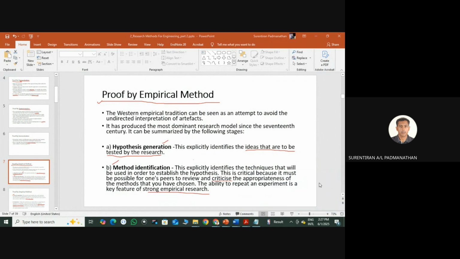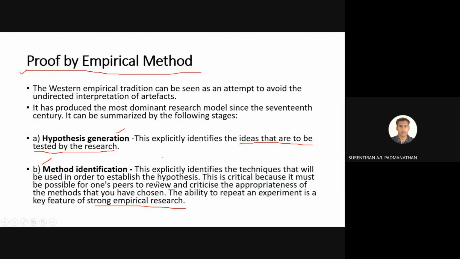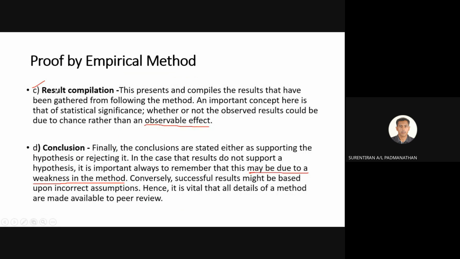So second is the method identification. We have a strong empirical research on that, the ability to repeat an experiment. This is very important. Then after that, result compilation. As I told you, we come out with a hypothesis.